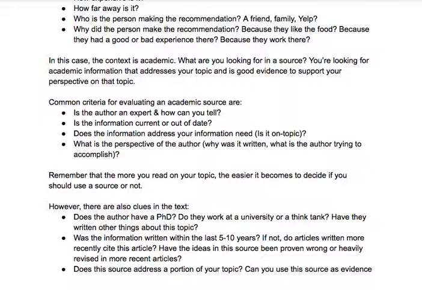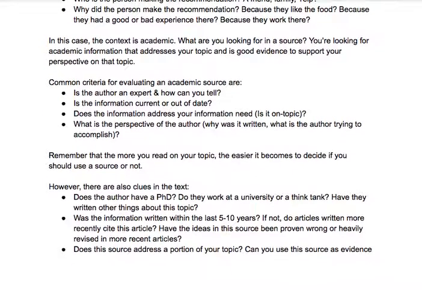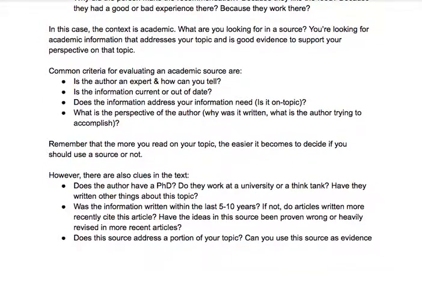Remember that the more you read on your topic, the easier it becomes to decide if you should use a source or not. However, there are also clues in the text. Does the author have a PhD? Do they work at a university or a think tank? Have they written other things about this topic?